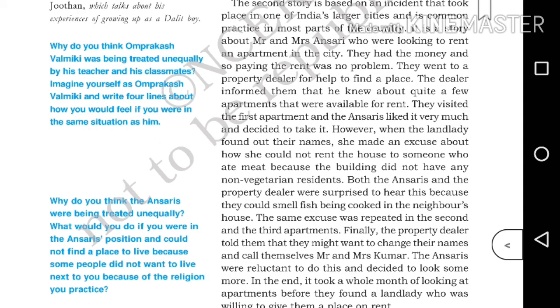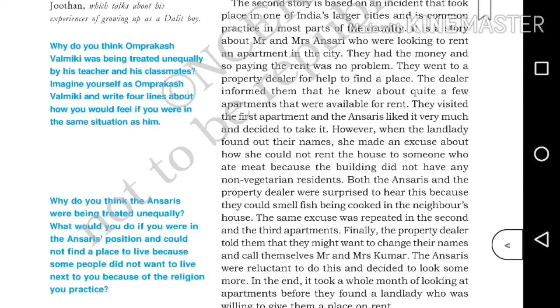The second story is based on an incident that took place in one of India's largest cities and is a common practice in most parts of the country. It is a story about Mr. and Mrs. Ansari, who were looking to rent an apartment in the city. They had the money, and so paying the rent was no problem. They went to a property dealer for help to find a place. The dealer informed them that he knew about quite a few apartments that were available for rent.